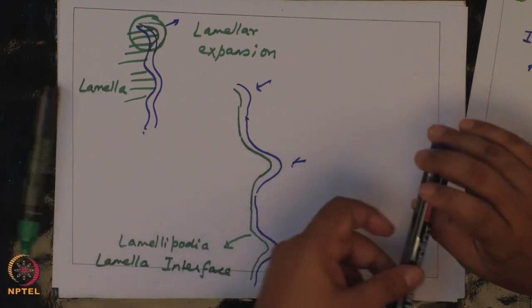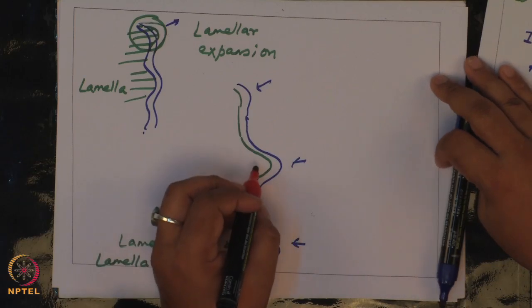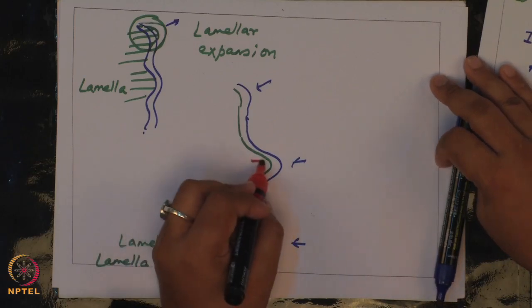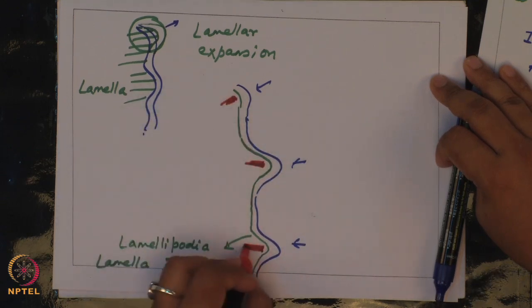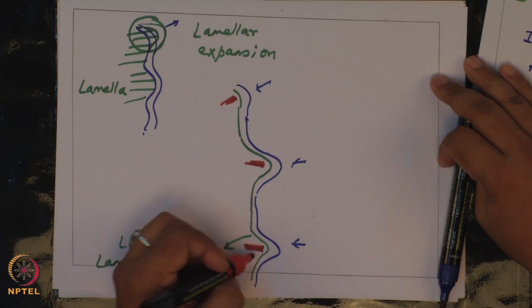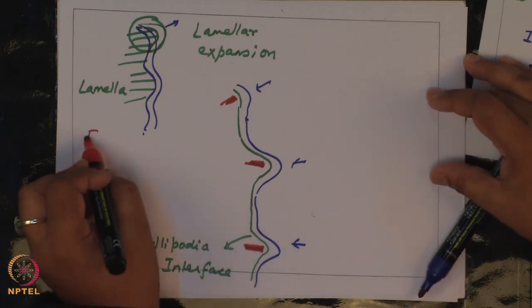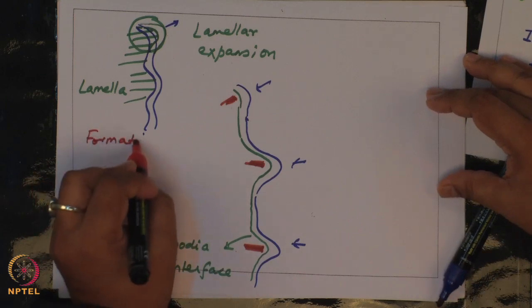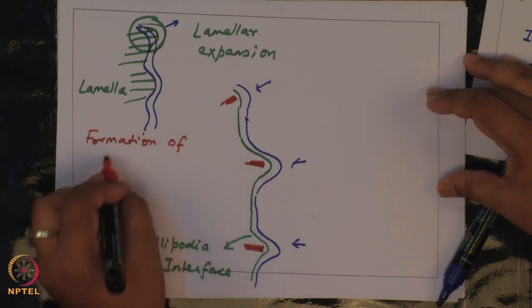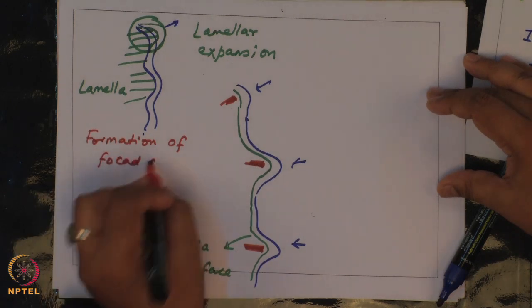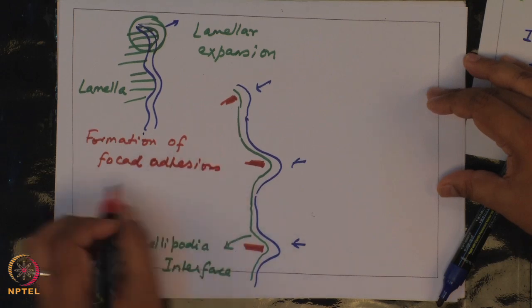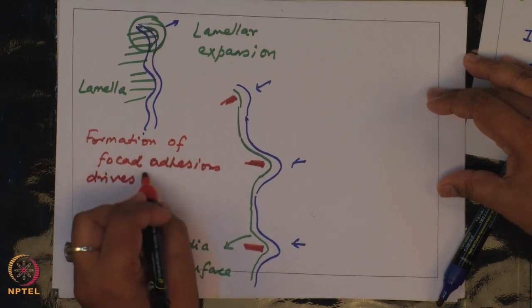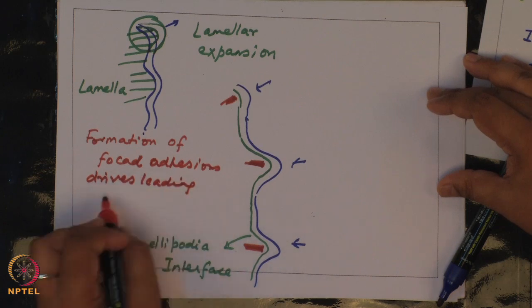So, what the authors found were, wherever this protrusion was stabilized, focal adhesions were formed right behind the protrusion in the lamellar region. So, this suggests that formation of focal adhesions drives leading edge movement.